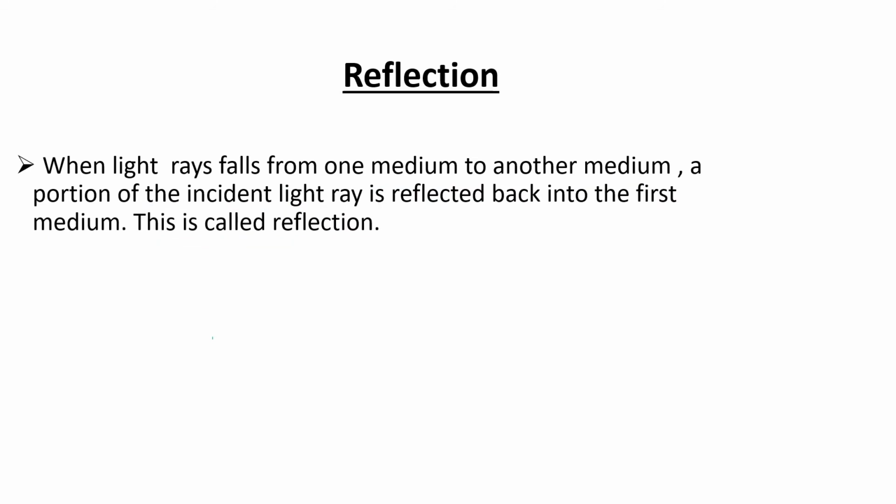And actually, because of this property of reflection, we are able to see objects. If you enter a dark room and there is no light, you won't be able to see anything. But when you switch on the light, the light rays fall on the non-luminous objects in that room and reflect back to your eyes. And that is the reason you see those objects.